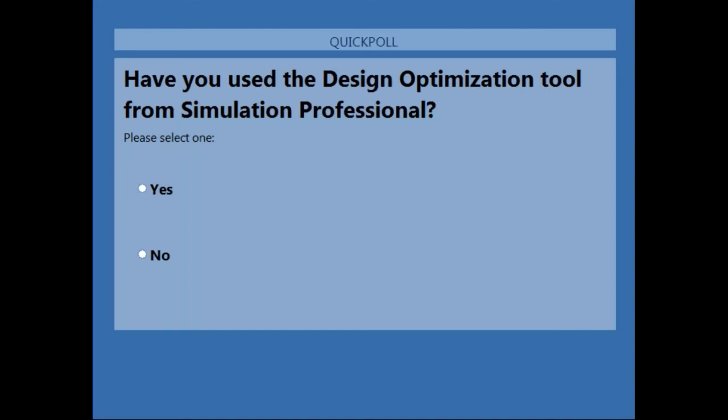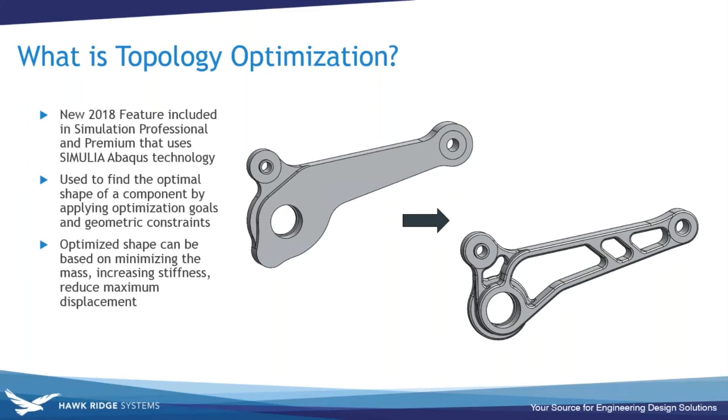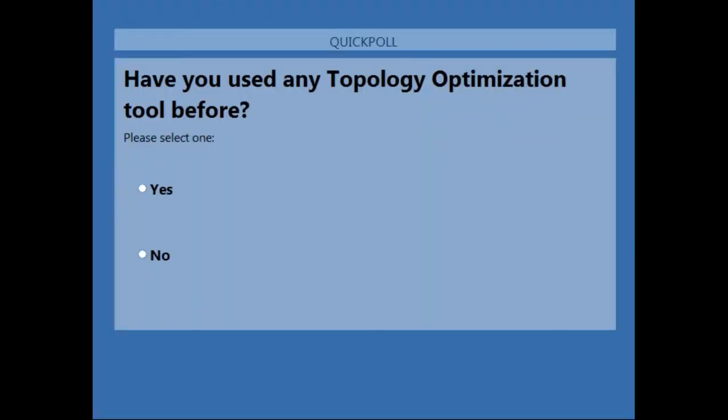Okay. So the other thing that I want to ask is, have you used any topology optimization? Maybe from SIMULIA, which is an option there, or if you're a current SOLIDWORKS Simulation Professional user, if you've seen it, or if you saw it in one of our What's New presentations, have you used it and how has your experience been with it?